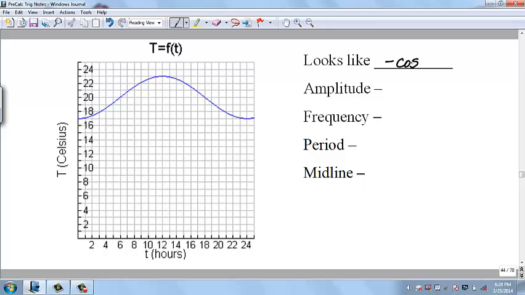Now the midline is important, so I take the high plus the low, and the high is, let's look at this, 23.